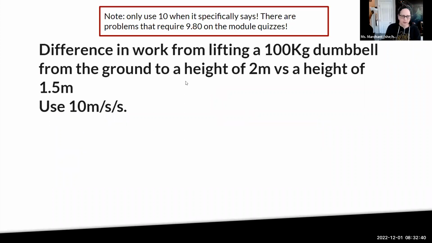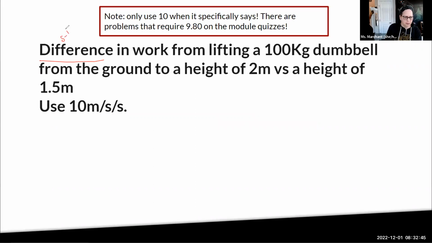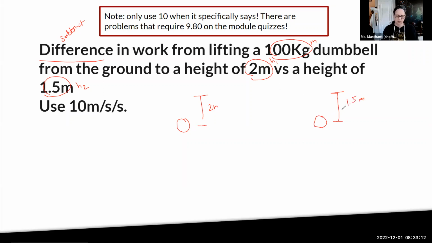Right. So in this case, we want the difference in the work. So we're going to have to subtract when we get to the end from lifting a 100 kilogram dumbbell, so that's a mass, from the ground to a height of 2 meters versus a height of 1.5 meters. So I have 2 different heights, 2 different scenarios. I have the dumbbell. I'm lifting it up 2 meters here, same dumbbell. I'm lifting it up 1.5 meters there.